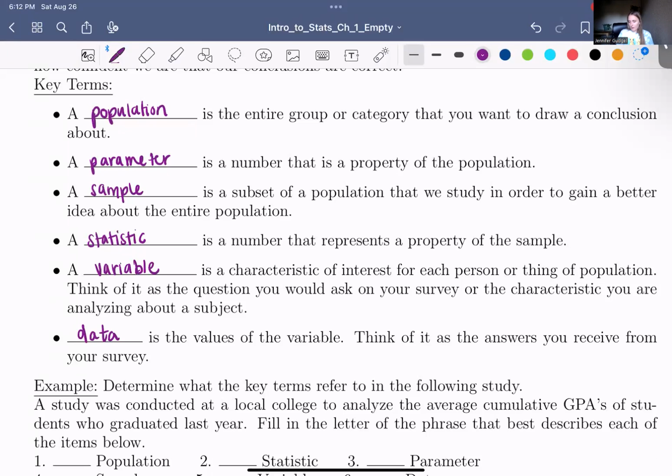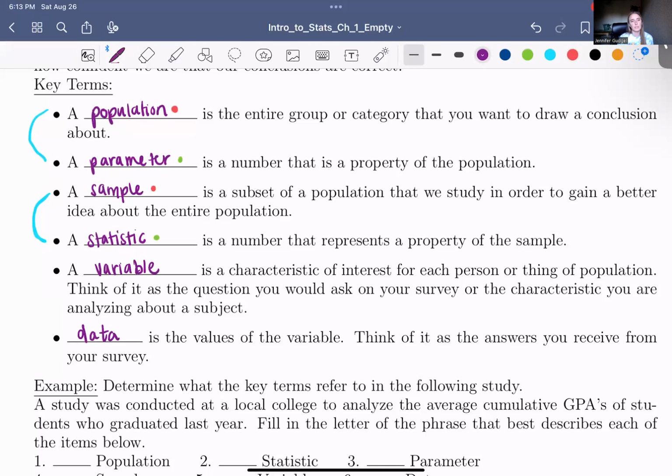So you can add in, if I want to draw in these little arrows, population and parameter, they both have P's. Sample and statistic, they both have S's. They go together. But also you think of the sample as being a subset of the population. And you think of the statistic being related to the parameter because, again, they're both characteristics of those other two.